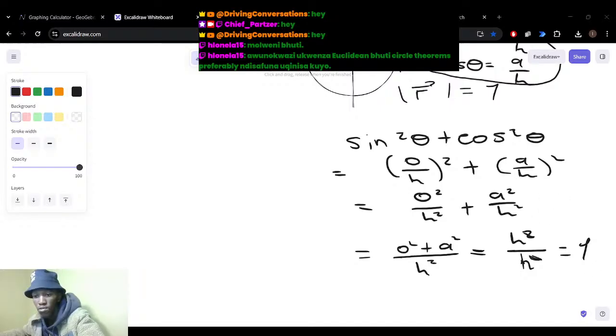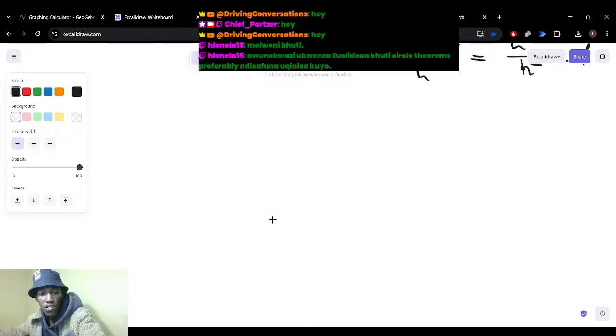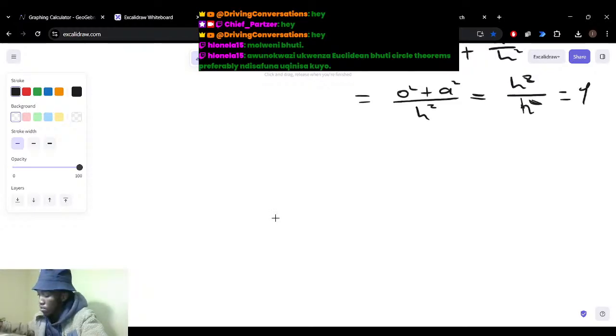So we have covered two important identities. Sine squared theta plus cos squared theta equals 1. Tan theta equals sine theta over cos theta. So moving to a third relationship.